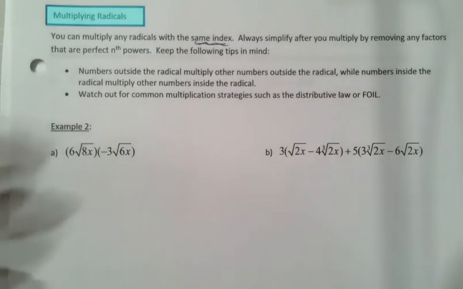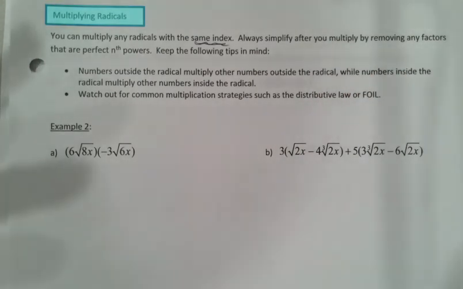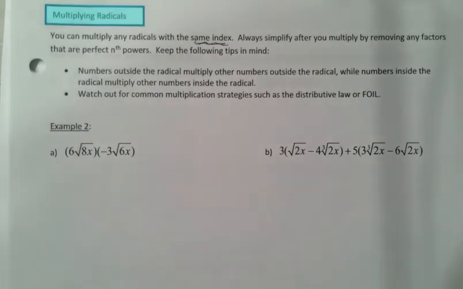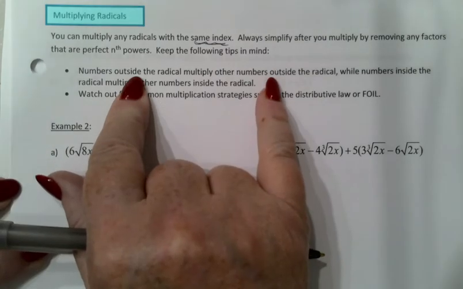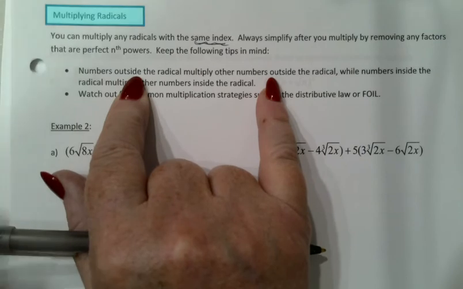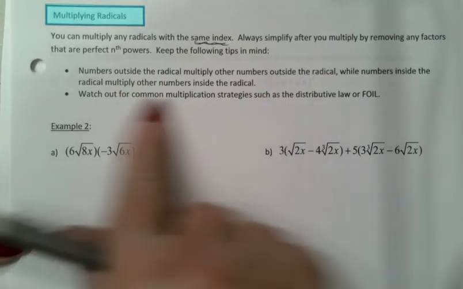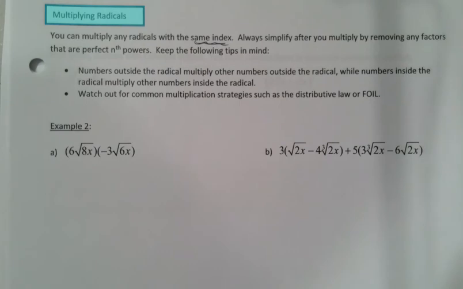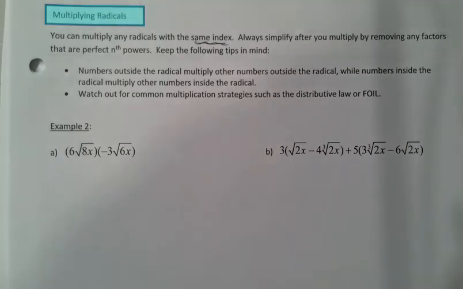You should always simplify after you multiply like we've been doing, remove any perfect nth powers, and keep a couple of tips in mind. Basically, I say outsides with outsides, numbers outside the radical, multiply other numbers that are outside, and then insides with insides. Also watch for common multiplication strategies that we've seen before, things like distributive laws and FOIL, the kinds of things that you're already familiar with for multiplication are probably going to crop up again here. So let's get started.